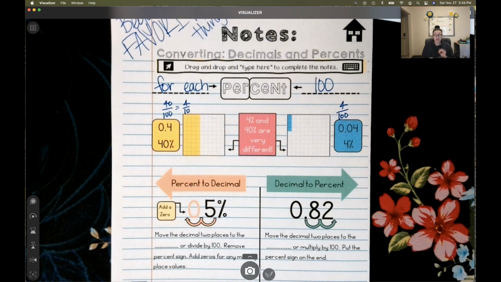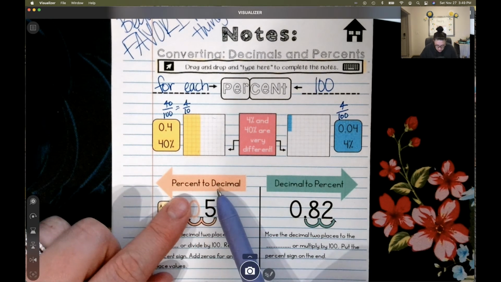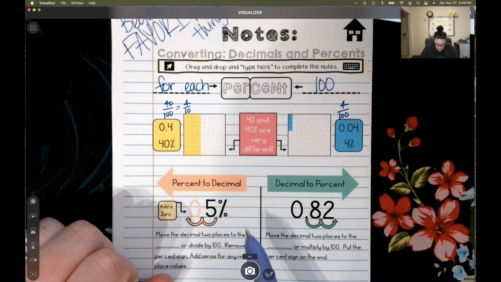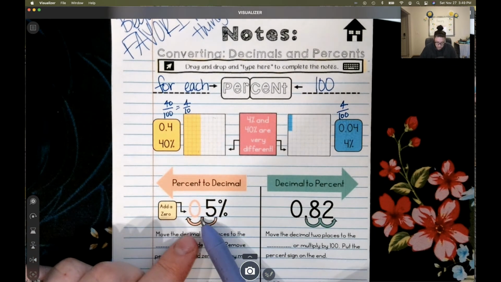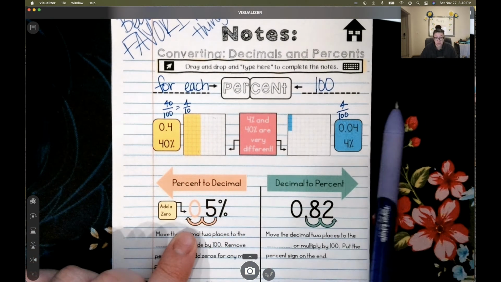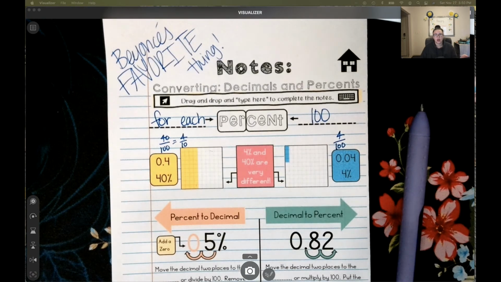There's a few different ways that we can convert back and forth between percents and decimals. Again, we know percent means for every 100. So if I'm trying to go from a percent to a decimal, what I can do is move my decimal point to the left 2 times. To the left 2 times. Beyonce, how do I move a percent to a decimal? What do I do with my decimal point? How do I move it?